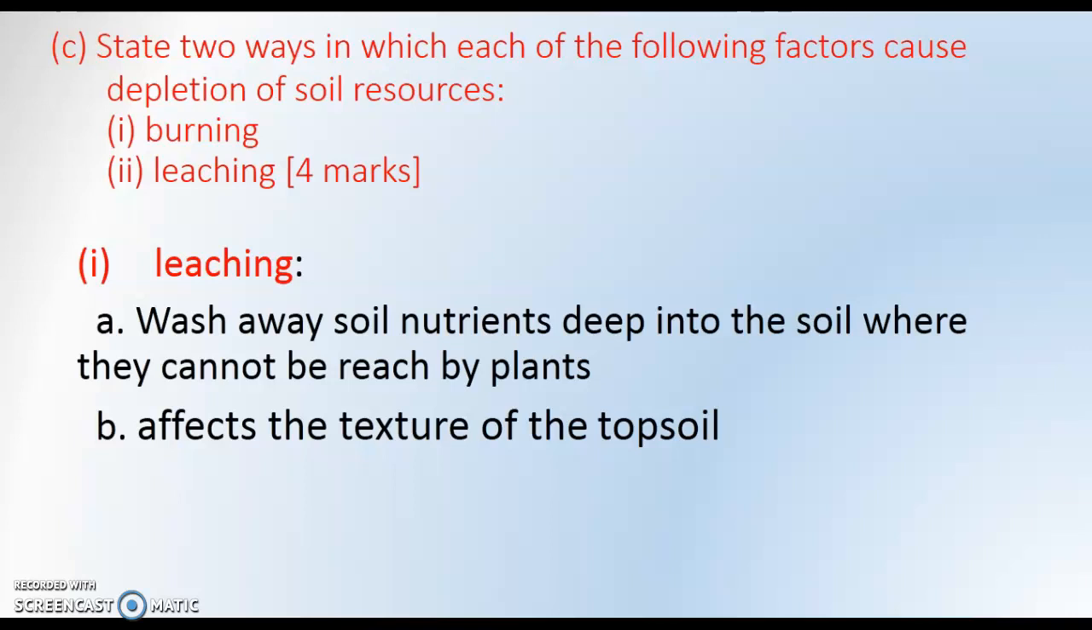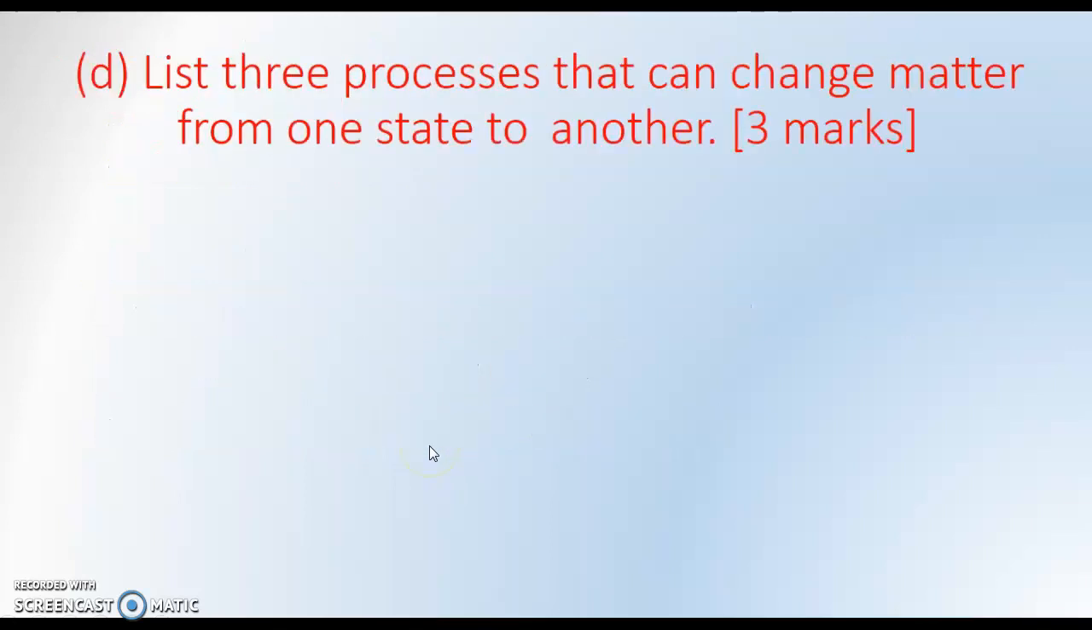So how will leaching cause the soil to lose its resources? Leaching will wash away nutrients deep into the soil, where they cannot be reached by plants. So here, nutrients are lost. It also affects the soil texture of the topsoil. Nutrients help to give a certain kind of texture to the soil. So when they are washed away, it will affect the texture of the soil. You can imagine if all the nutrients and humus are washed away deep into the soil, it will be left only with the sand particles. So that's what I mean by it affects the texture.